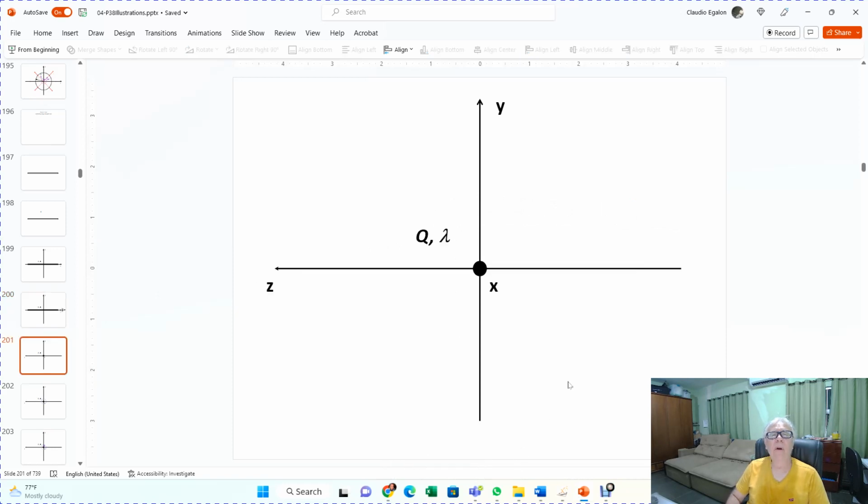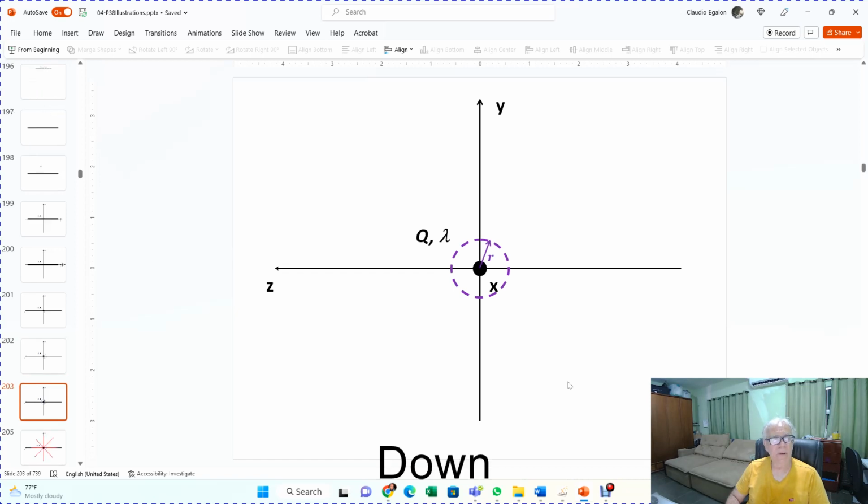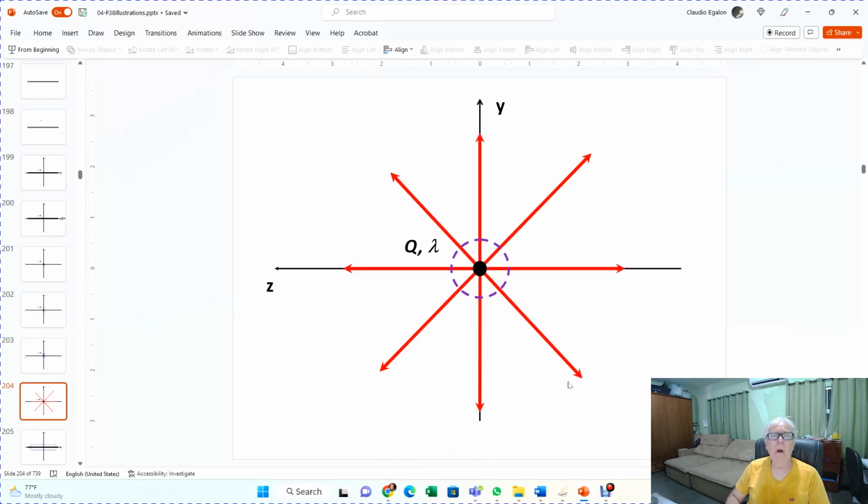Since the rod has azimuthal symmetry, we can come up with a Gaussian surface that is a cylindrical Gaussian surface, a cylindrical Gaussian surface of radius r, lowercase r. Because of the symmetry of the system, we can easily see that the electric fields are radiating away from the rod.